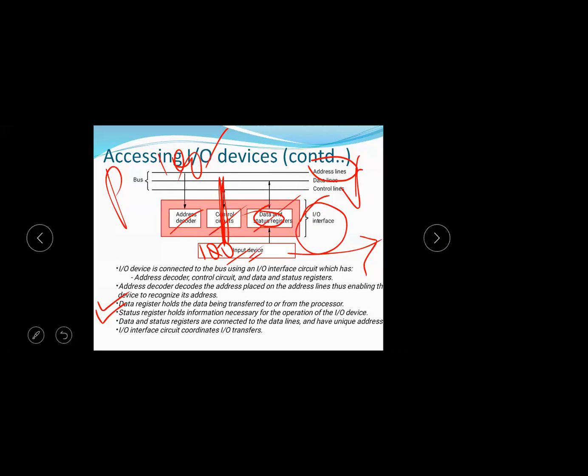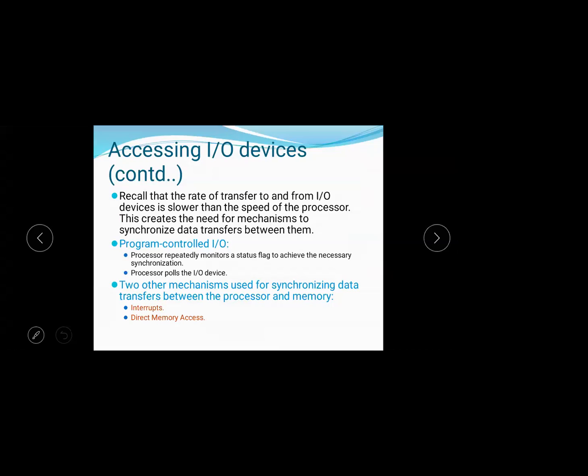Okay na? And data and status registers are connected to the data lines and they have unique addresses. Status and address line, data register and status registers are connected to the data line. Data line connect చేస్తారు. Okay. And last one, IO interface circuit coordinates IO transfers. Okay. IO interface ఏం చేస్తుంది, IO transfer కోఆర్డినేట్ చేస్తుంది. Okay.